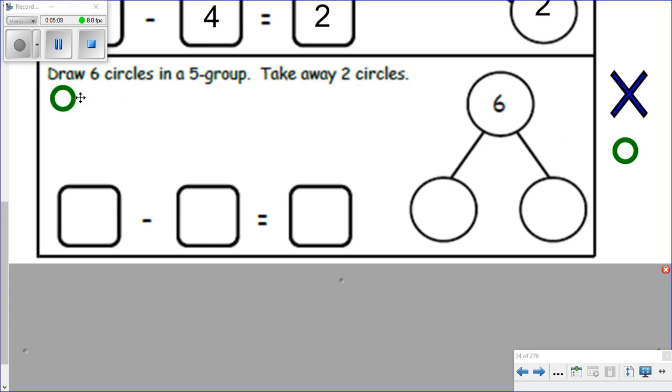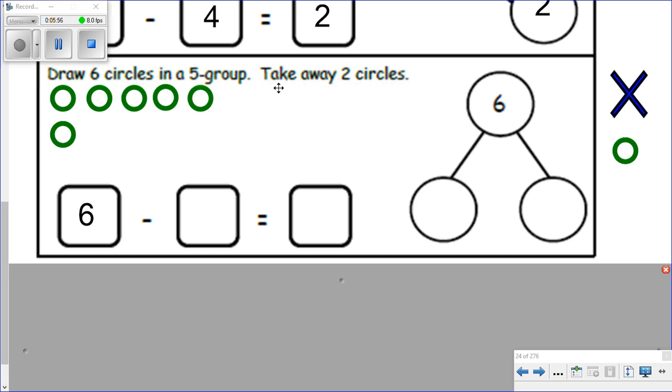So 1, 2, 3, 4, 5. Now there's my 5 group, but I want to get up to 6. So this next one, I'm not going to put it right there in that same line. I will begin another line. So it's the 5 that are in a group and then this one, but it's 6 of them is our whole amount. Our whole amount is 6. There's our 6. The number bond already has the 6 as the whole amount.